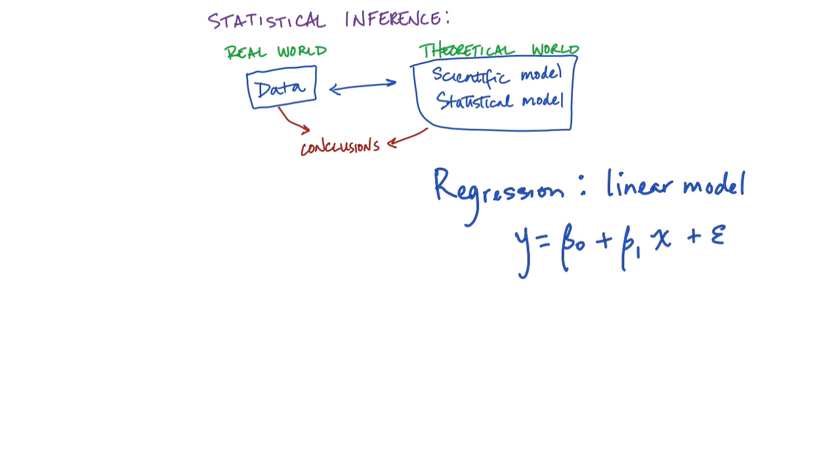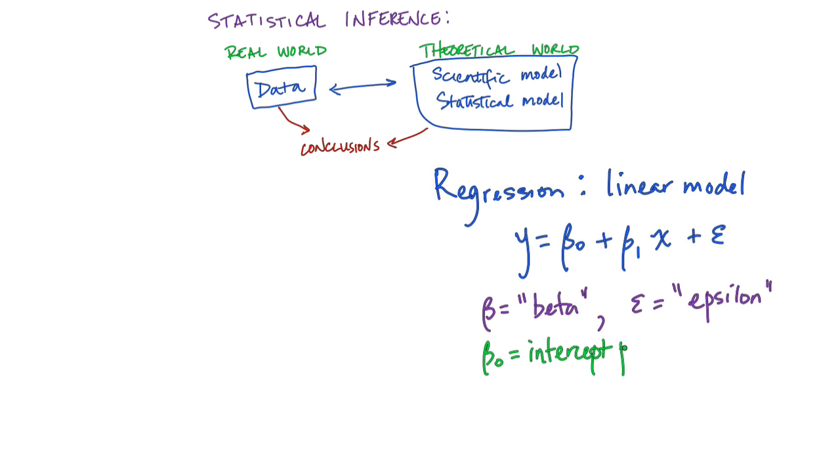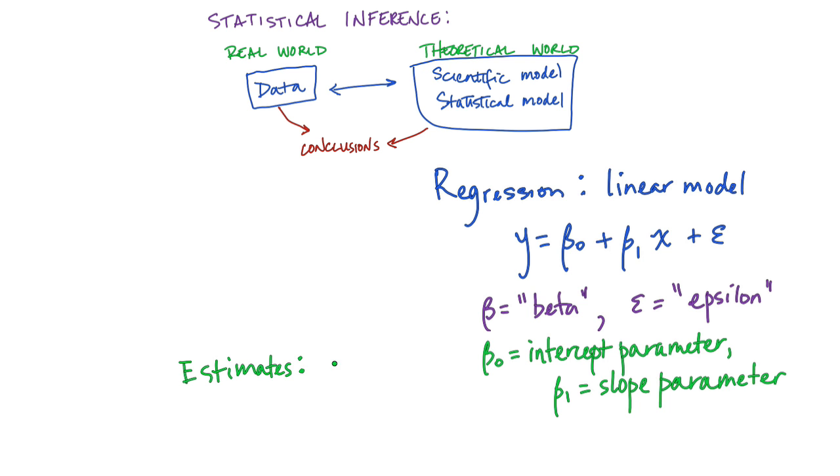This model uses two Greek letters, beta and epsilon. Beta 0 is a parameter. It is the theoretical world value of the intercept. Similarly, beta 1 is our slope parameter. We can never observe these parameters, but we can get estimates for them from our data. We've already seen how to estimate the intercept and the slope using the method of least squares, and we call the resulting estimates b0 and b1. Epsilon is our random error, giving how much each point differs from the line in the vertical direction.